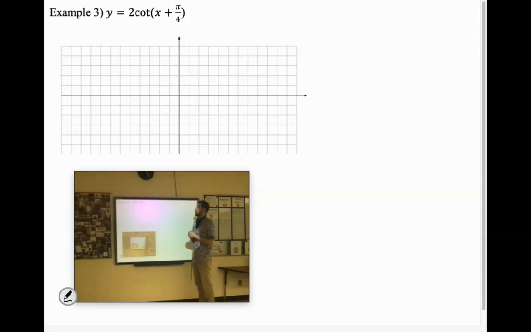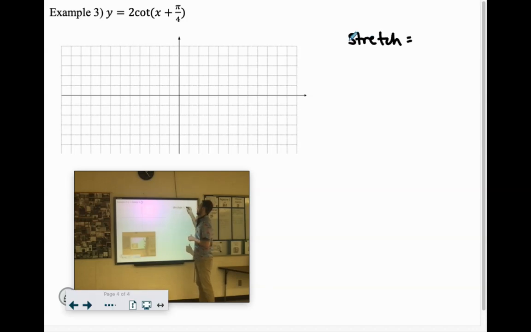This is it. Let's think about the numbers we have here. The 2 in front represents a stretch, because remember there is no amplitude with tangent or cotangent. So our stretch is going to be 2. So instead of going down 1, right 1, we're going to go down 2, right 1.